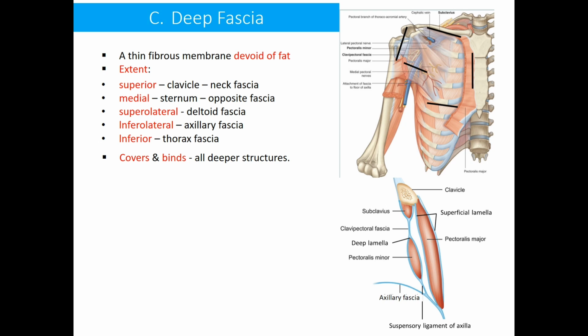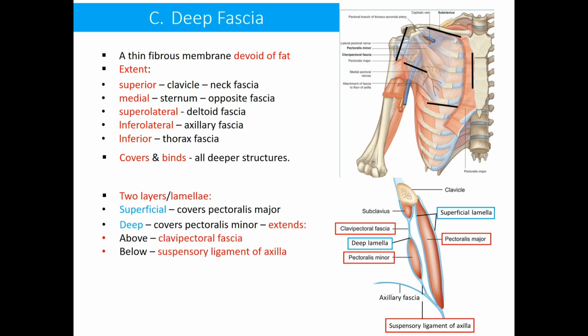Deep fascia covers and binds all structures of the region. It is present as two layers or lamellae. Superficial covers the pectoralis major, whereas deeper layer covers pectoralis minor and extends up above as clavipectoral fascia and below the pectoralis minor as the suspensory ligament of axilla.